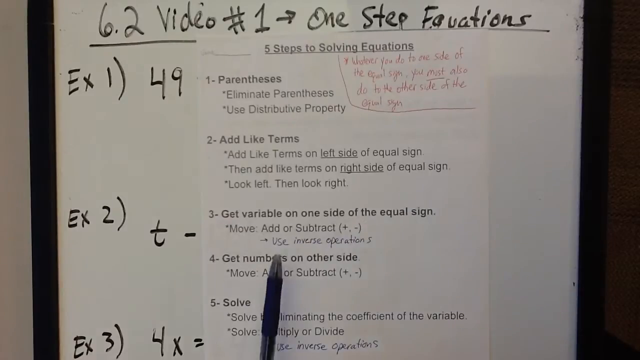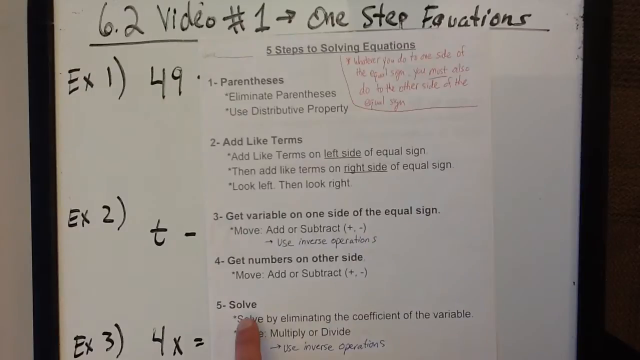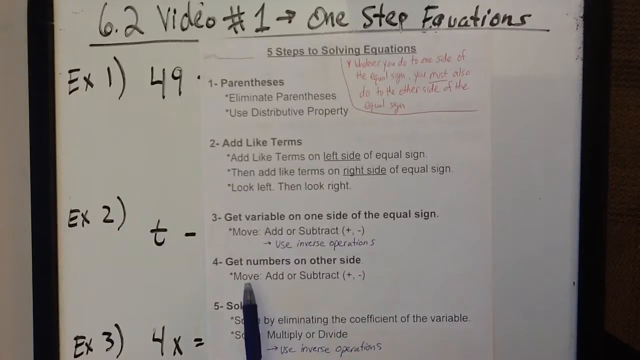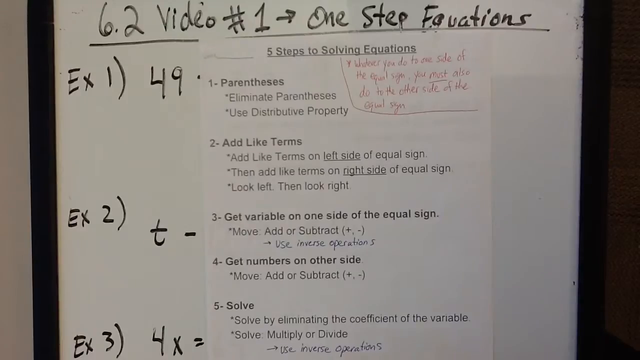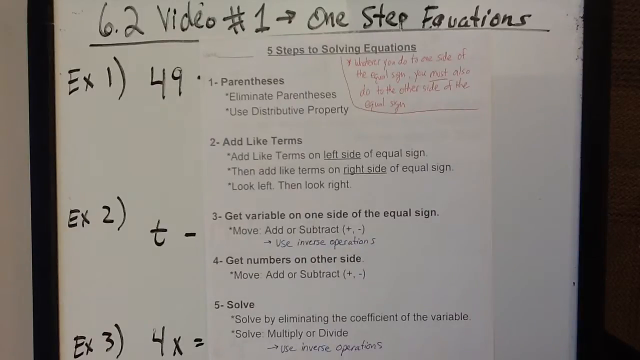So once you have all the variables on one side and all the numbers on the other side, then you're ready for step 5, which is solve. You solve for the variable by eliminating the coefficient of the variable. Solve means multiply or divide. Move means add or subtract. Solve means multiply or divide. And again, you would use inverse operations to solve for the variable. So that's a little quick run through of those 5 steps. But these 5 steps we will use to solve equations.